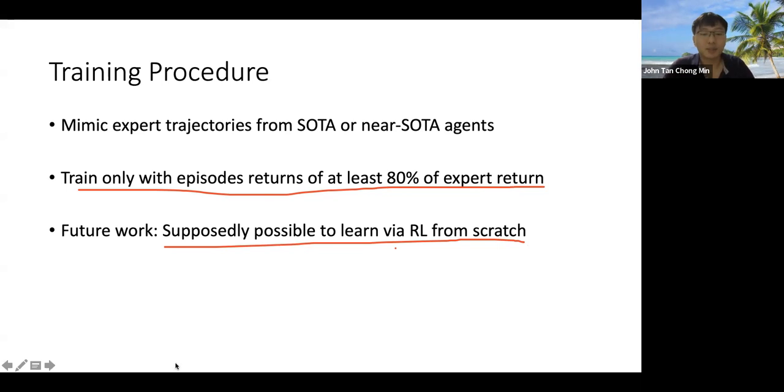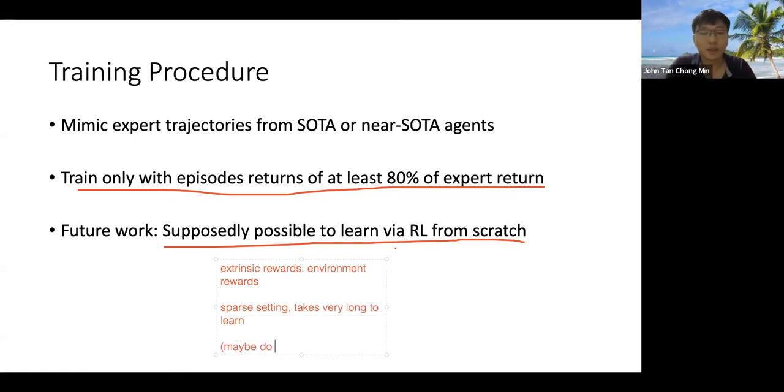Especially when you only model the extrinsic rewards, which is the environment rewards. It's been shown that in a sparse setting, it takes very long to learn. So maybe we need to do intrinsic reward modeling, which is something that I'm quite interested in nowadays. So I have my doubts whether this can actually learn reinforcement learning from scratch.